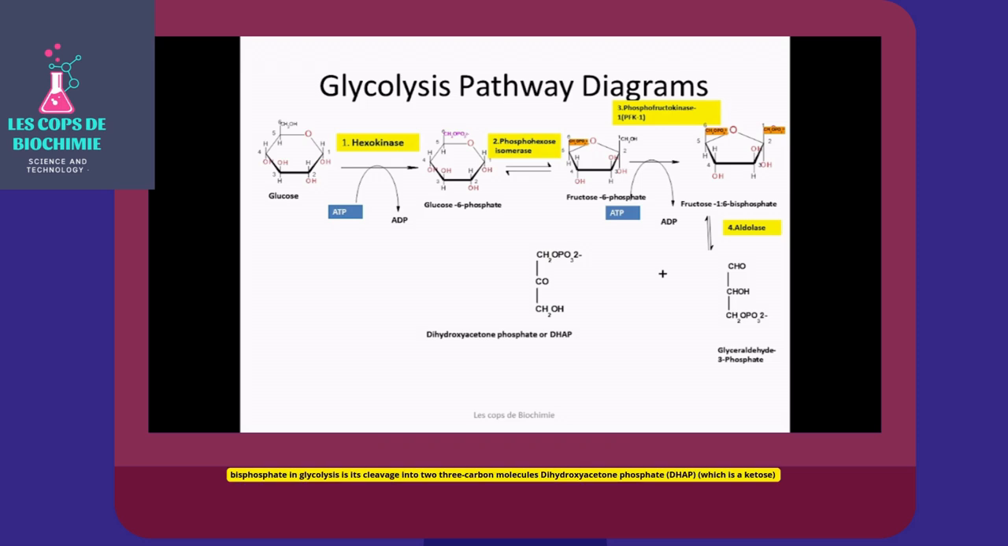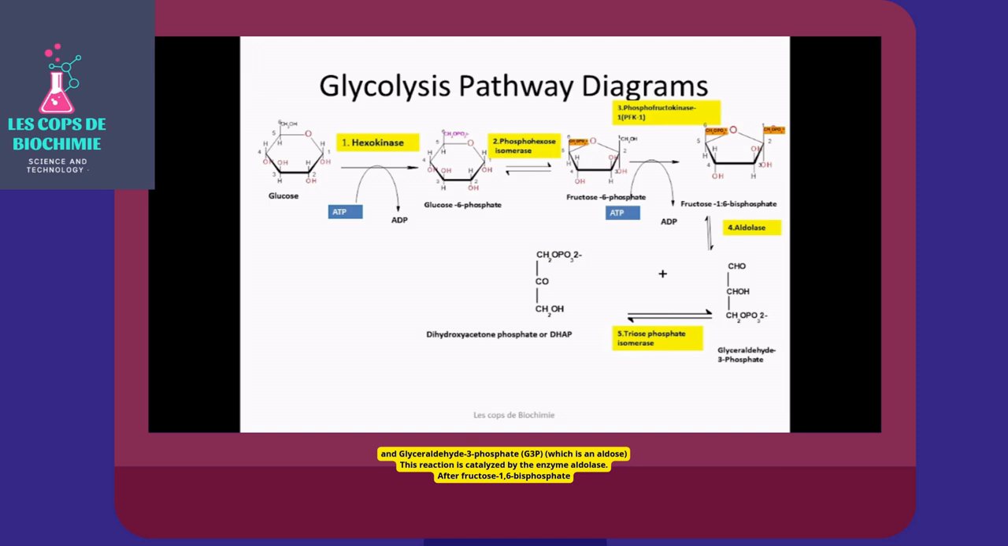The next step after the formation of fructose 1,6-bisphosphate in glycolysis is its cleavage into 2 3-carbon molecules: dihydroxyacetone phosphate, DHAP, which is a ketose, and glyceraldehyde 3-phosphate, G3P, which is an aldose. This reaction is catalyzed by the enzyme aldolase.